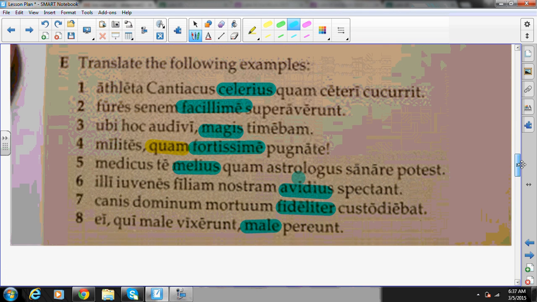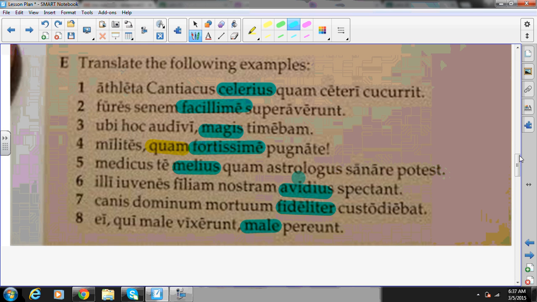So hit pause and translate these sentences. Write these down on a sheet of paper, and we'll take those up and go over them whenever you come back. Hopefully this video is helpful.